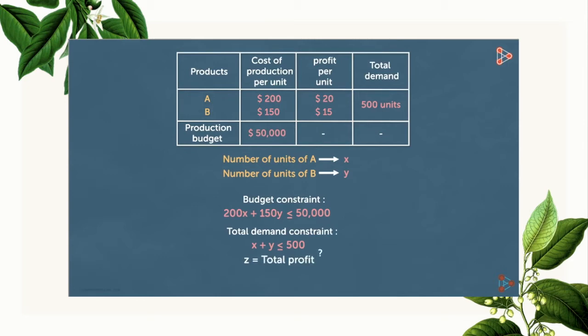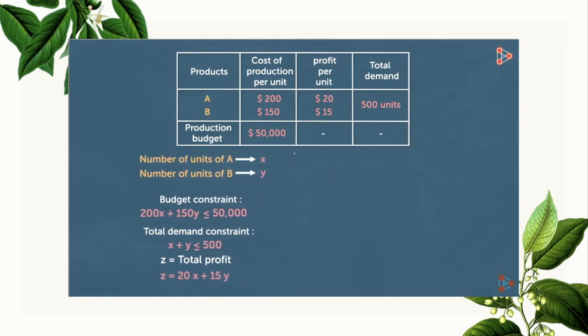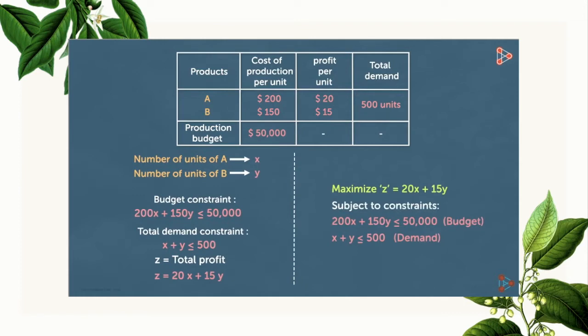Can you write the total profit in the form of mathematical expression? The total profit Z can be written as this. It's the product of the quantity and the profit per unit. With this, we will write the objective function of this problem. The objective function in a linear programming problem is a mathematical expression of the ultimate goal. So, we have the two constraints here, a budget constraint and a demand constraint. This is how the whole problem looks in terms of mathematical expressions. This is the objective function, and these are the two constraints.